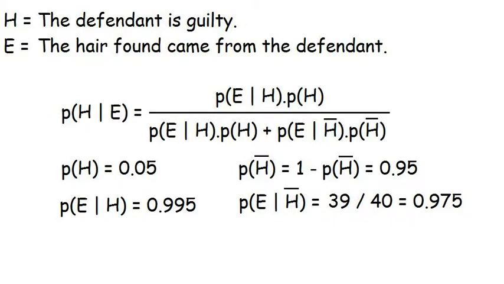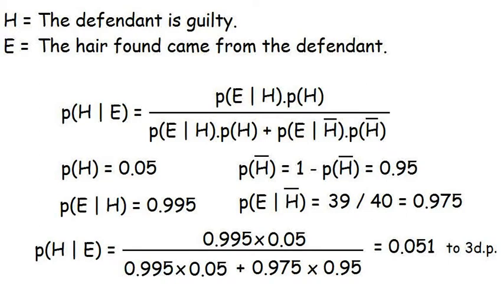After all, we have no way of knowing why the police focused on the defendant in the first place. Perhaps he was the only matching person in their genetic database. If they had had the genetic profile of every single member of the population on their computer, they would have had 40 suspects to choose from. But they didn't, so they concentrated on him. P of E given not H is therefore 39 out of 40, or 0.975.